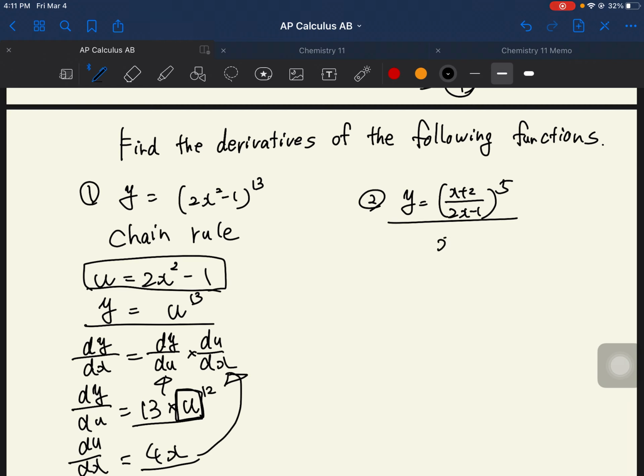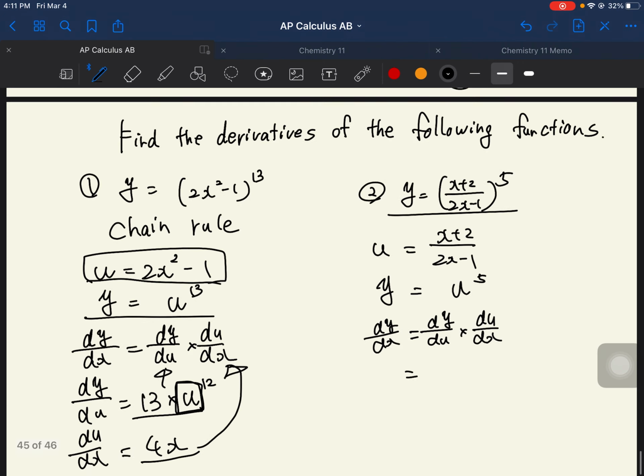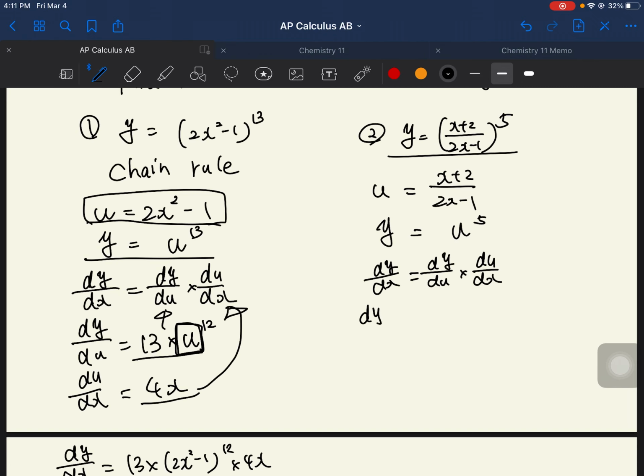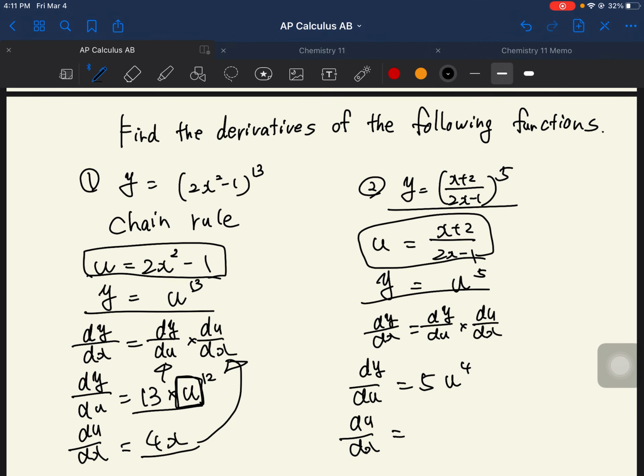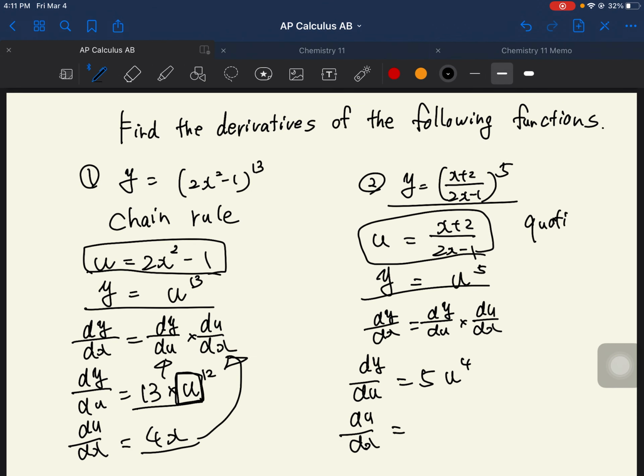I would choose this one, (x + 2)/(2x − 1), as u. So y equals u to the power of 5. So dy/dx is dy/du times du/dx. And again, dy/du, this is easy. You use this function: 5 times u to the power of 4. And du/dx, this is a little bit tricky because you have to differentiate this function. So to differentiate this function, I would use quotient rule.